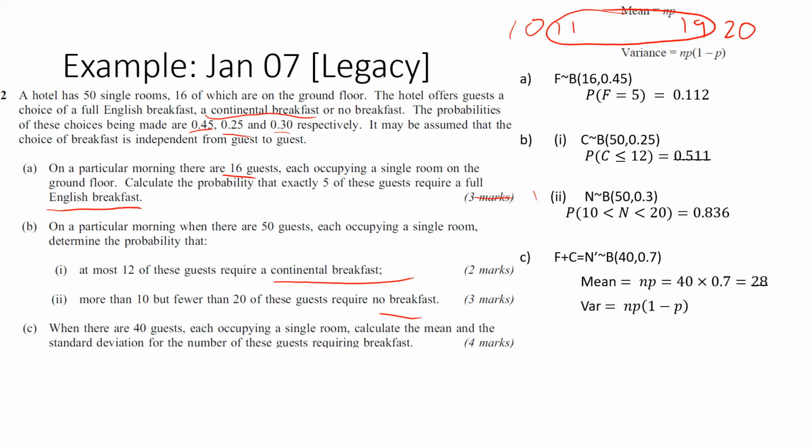This time for the variance, n times p times 1 minus p. So we're also going to times by 0.3. Gives us 8.4 as a variance. Read the question carefully. It requires standard deviation, so square root for 2.9.